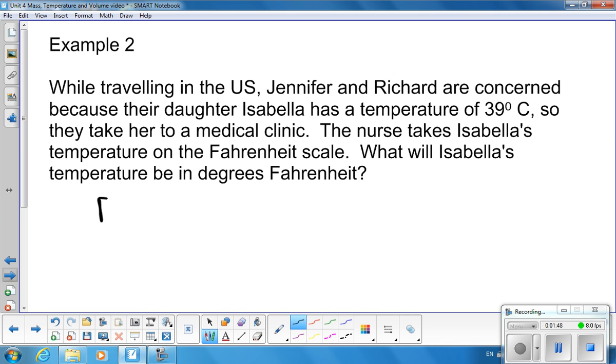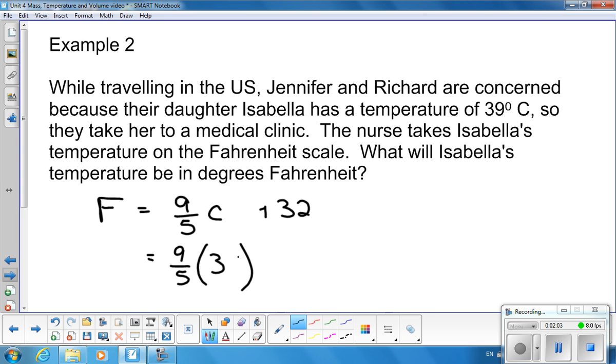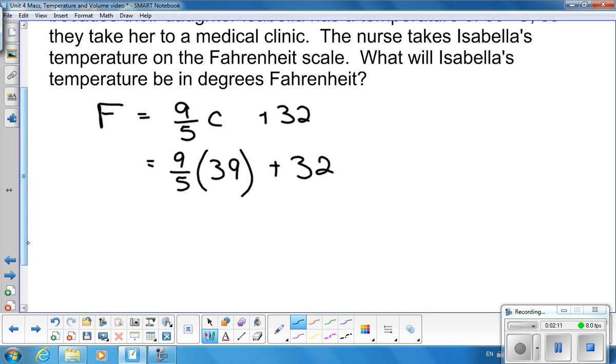So I'm trying to change to Fahrenheit, so I'm going to use the formula that Fahrenheit is 9 over 5 C plus 32. So C is our degrees Celsius, or the temperature in Celsius, which in this case is 39, and then we need to add 32. Order of operations is very important when we're doing this. So you need to calculate this piece of your equation first, and then add 32 on at the end. So you should end up with an answer of 102.2 degrees Fahrenheit.